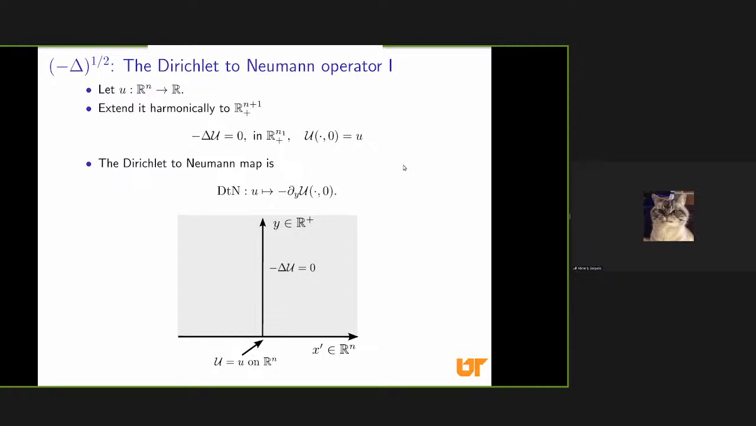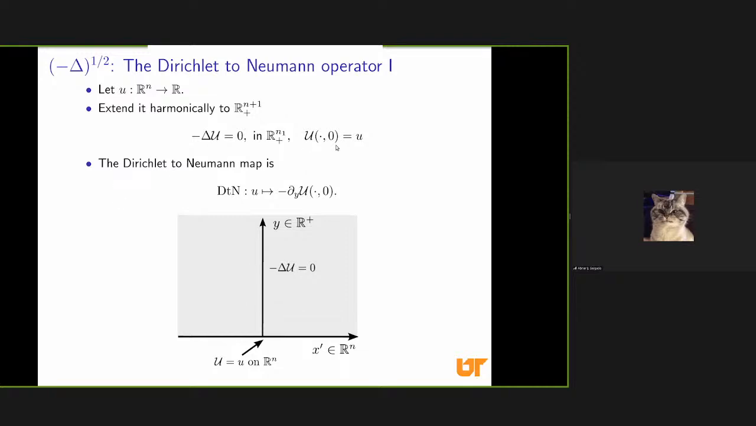And that is done by the so-called Dirichlet to Neumann operator. So let's say that you have a function defined on R^n. R^n is this line over here. And let's say that we extend it harmonically to the upper half space, to R^(n+1). This should be a plus 1, sorry. So you're solving this problem: minus Laplacian of big U is equal to 0, meaning capital U is harmonic. And you take as Dirichlet data at the bottom of this half space your original given function, little u.